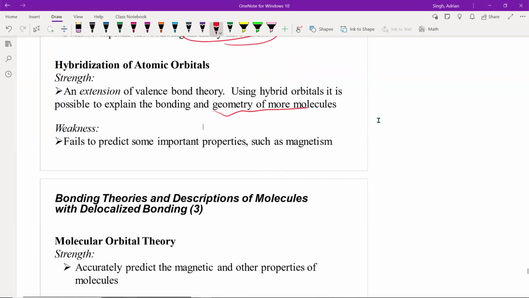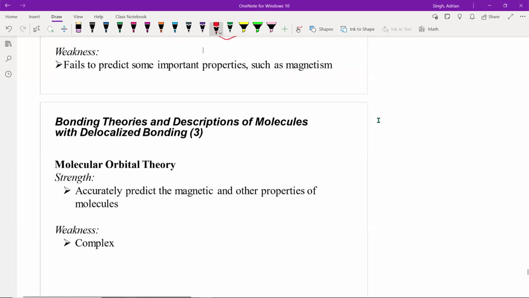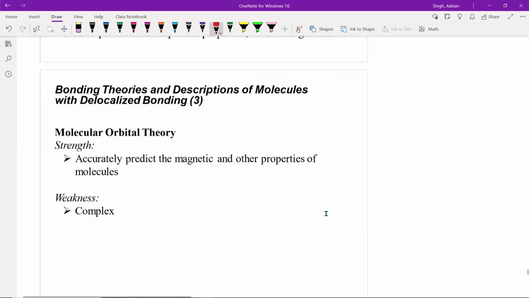certain molecules. We've just been able to see how MO theory can be used to predict that magnetic nature of certain molecules, and it can also be used to predict other properties of different molecules as well. The weakness of MO theory is that it is inherently complex. Okay, so it does involve several more steps. We're combining all of these atomic orbitals to make these molecular orbitals that belong to the entire molecule.